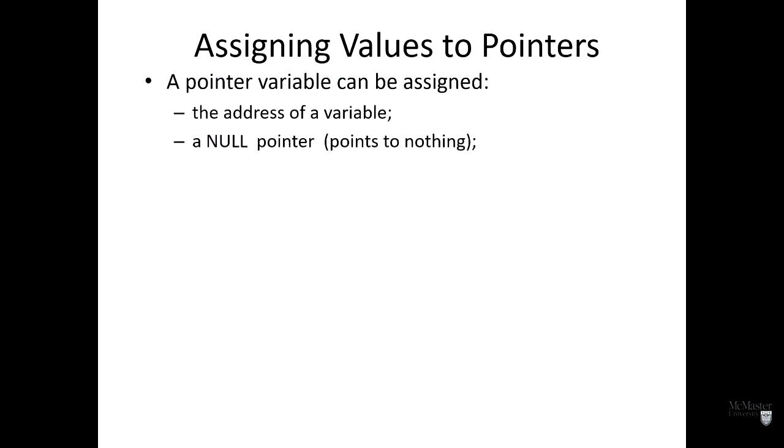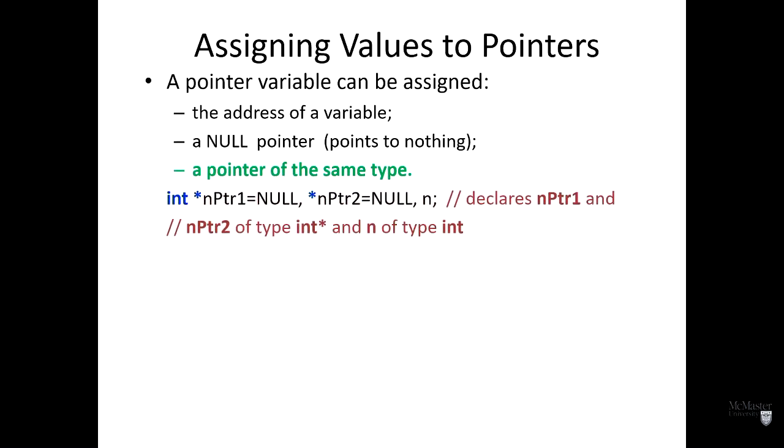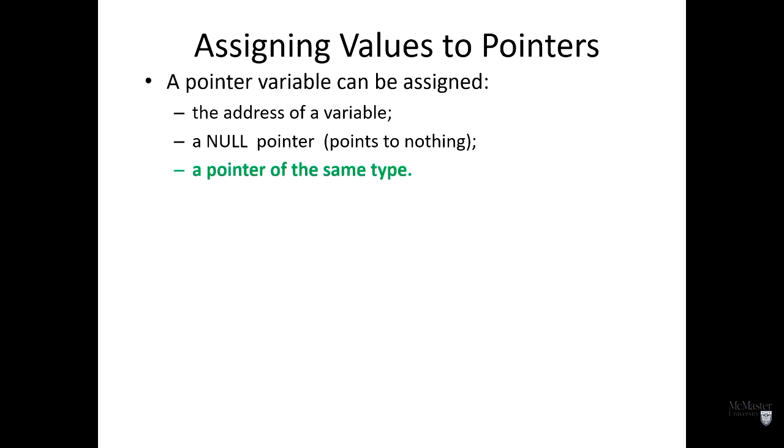So you can assign an address of a variable to a pointer. We have done this. You can assign a null to a pointer to point to nothing. We have done this. You can also assign a pointer to a pointer, but it has to be of the same type. So if it's a pointer to an integer, and then you have another pointer to an integer, you can assign pointer A to B, right? What will happen in this case? Both pointers will be pointing to the same memory location, right?